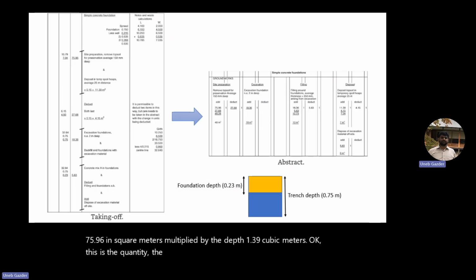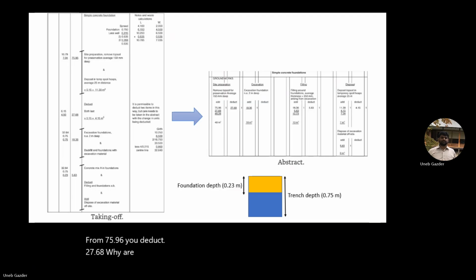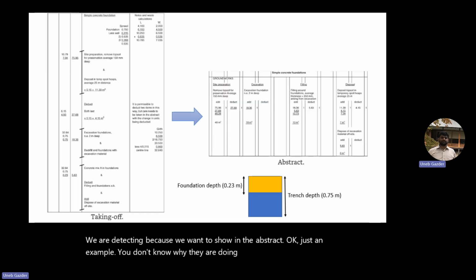Then they are saying from this quantity, subtract 27.68 from 75.96. You deduct 27.68. Why are we deducting? We don't know. It's not given here. We are deducting because we want to show it in the abstract. Just an example. They don't know why they are doing this. Just focus on how they are putting it in the abstract.